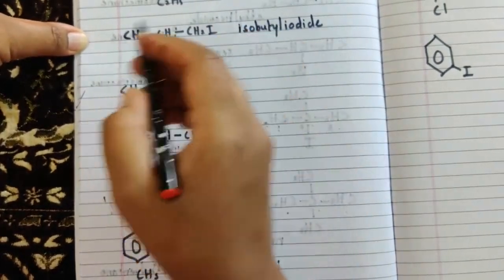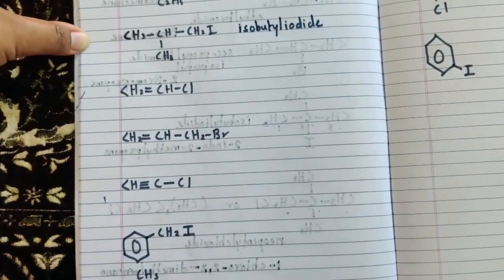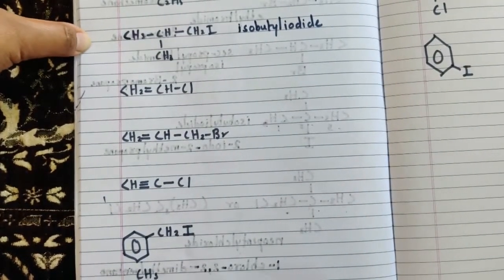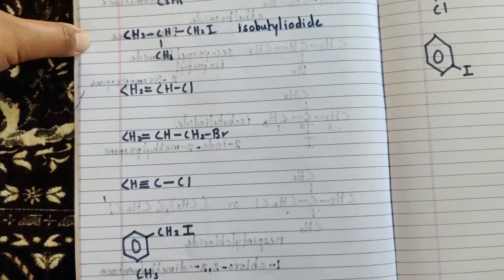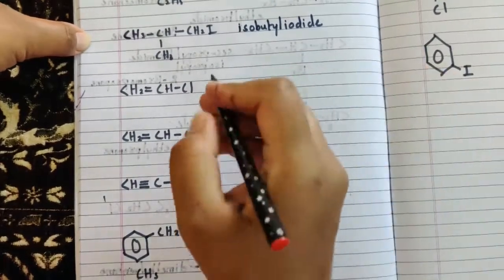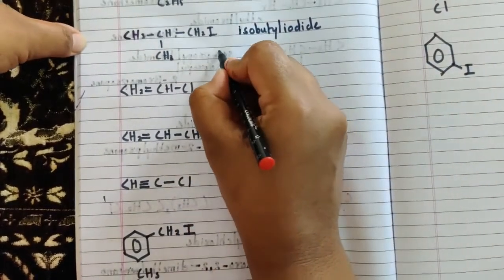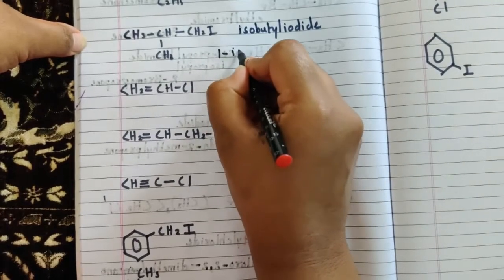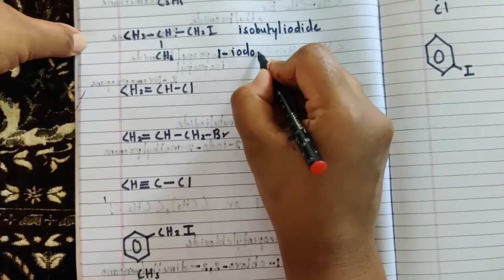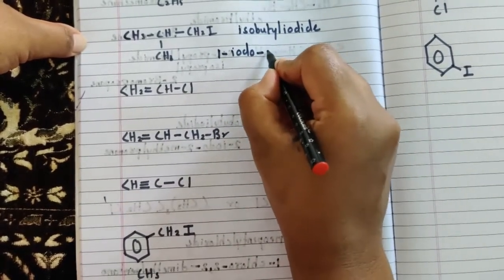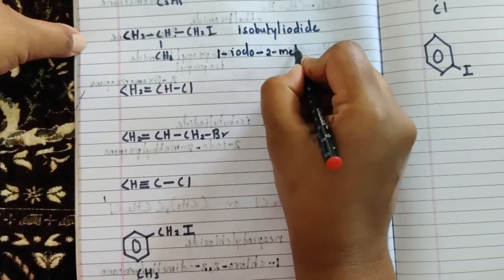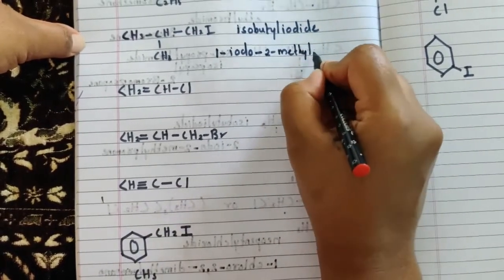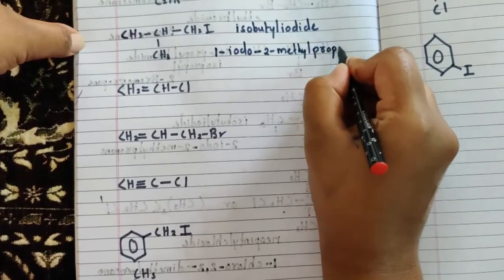Now what is its IUPAC name? 1 2 3, that is your parent chain. You always find the parent chain first. Your parent chain is propane having a substituent at second position. First you mention the name of halogen as 1-iodo, 2-methyl, propane.